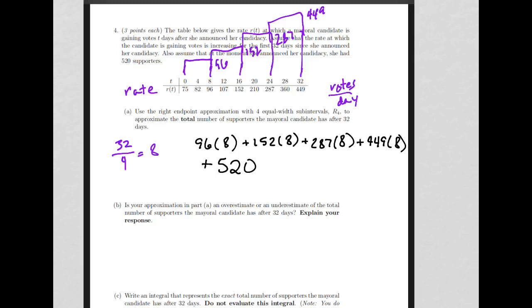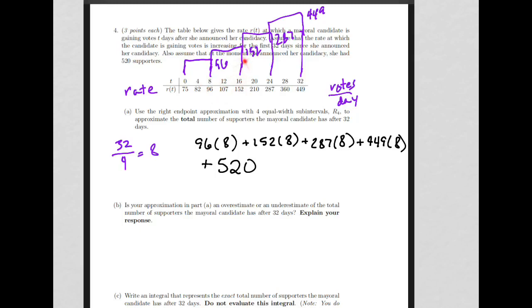So then let's look at this real quick. Is your approximation in Part A an overestimate or an underestimate of the total number of supporters the mayoral candidate has after 32 days? Explain your response. And so if we look at this, for this 8-day period, we could have picked 75, 82, or 96 as our rate, but we picked 96, and so this is going to be an overestimate.